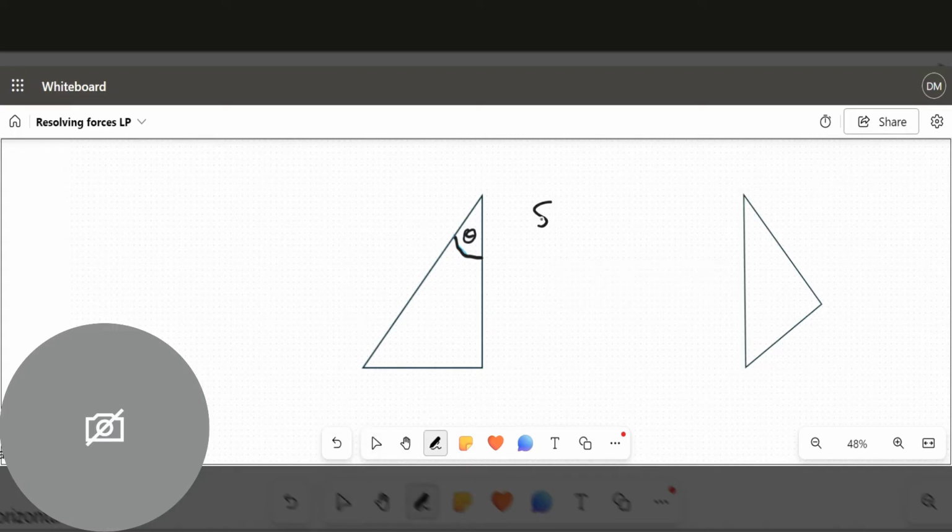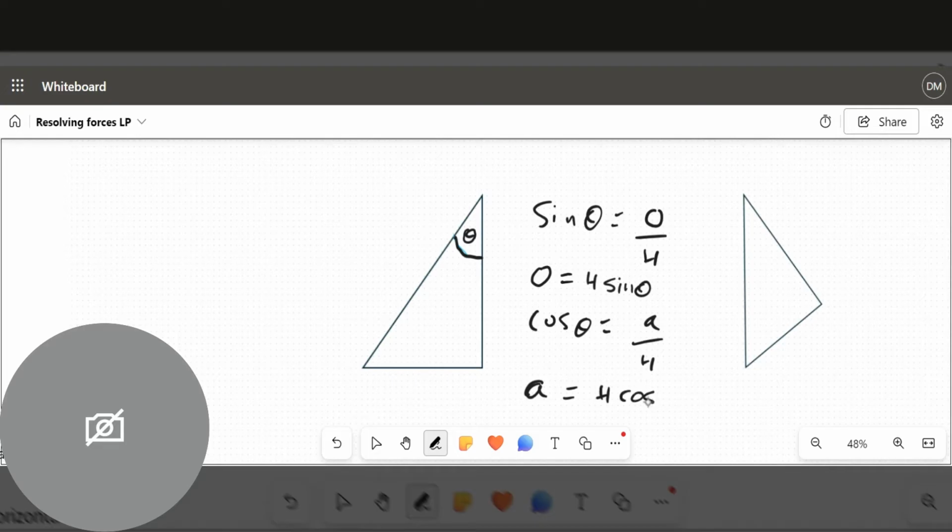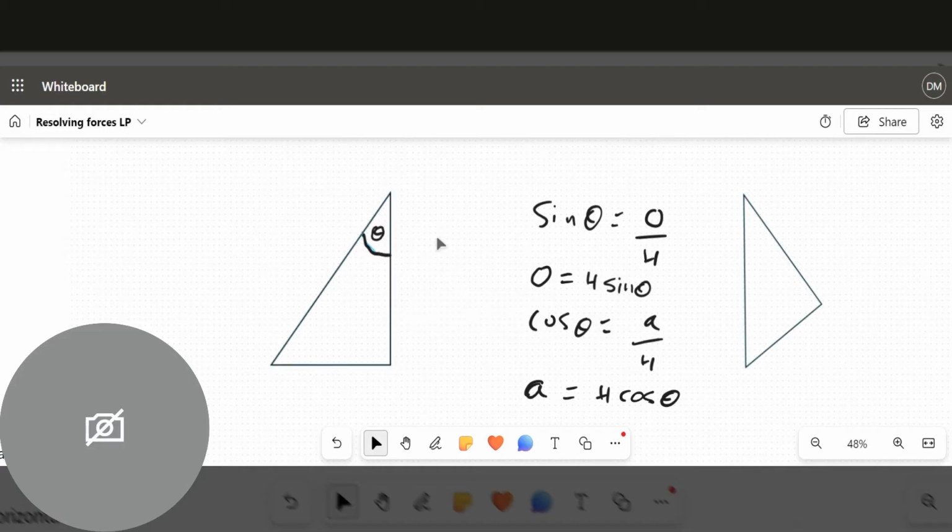So we remember that sine theta is opposite over hypotenuse and cos theta is adjacent over hypotenuse, and both of these can be rearranged to be that actually the opposite is just the hypotenuse times sine theta, and the adjacent is the hypotenuse times cos theta.